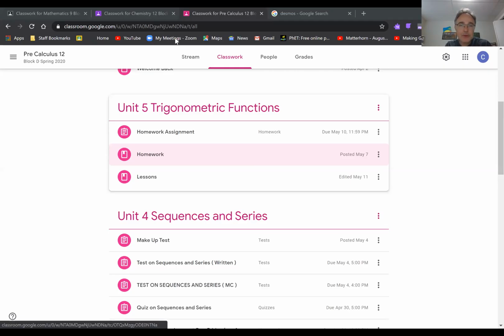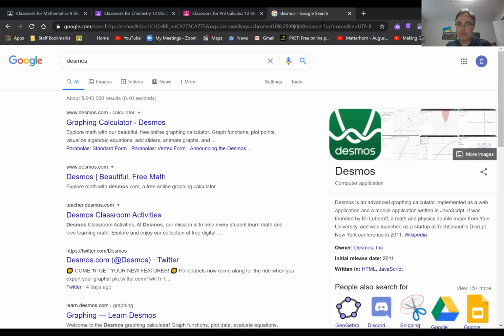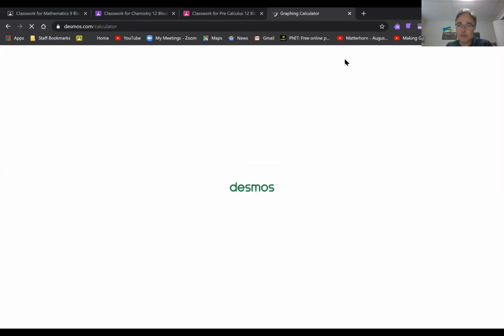My first screen I'm going to share is the Desmos screen. So I'll go back to Google Classroom here. And if I go to, where is it? There we go. Okay, so if you type in Desmos, you'll come to probably this search here. And so Desmos is an online graphing calculator. So you click on that, it loads up.